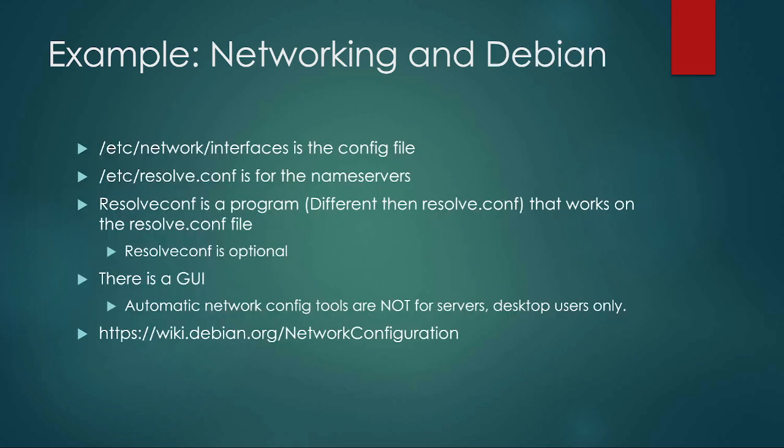Now, we can look at networking in Debian. So in the case of Debian or Debian, depending on how you want to pronounce it, in the etc folder, there's the networking interfaces, which is the config file, and something to make this more confusing. In the etc folder, we have something called resolv.conf for the name servers. However, resolvconf is a program, and it's not the same thing as the resolv.conf file that it works on.